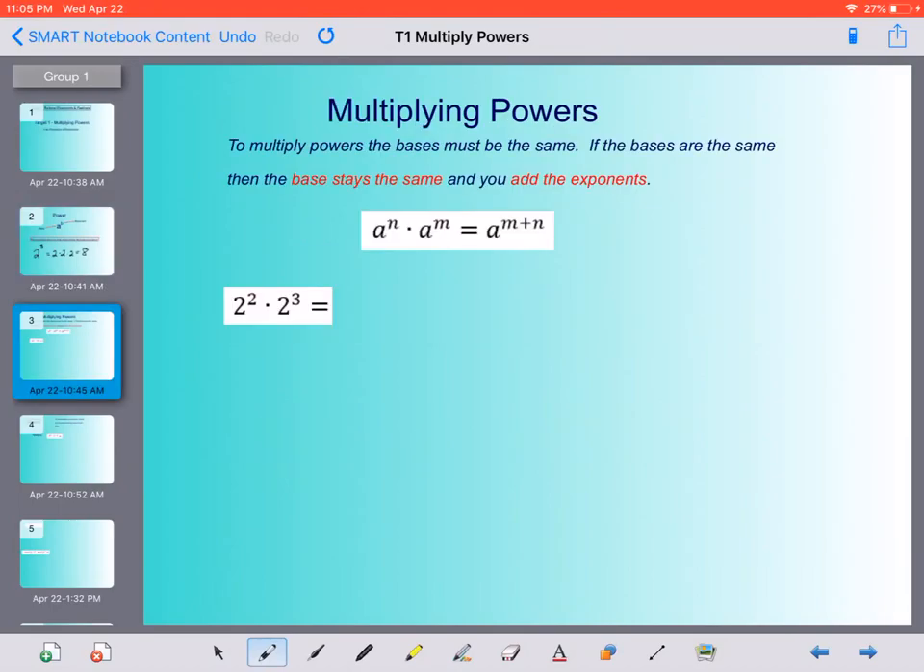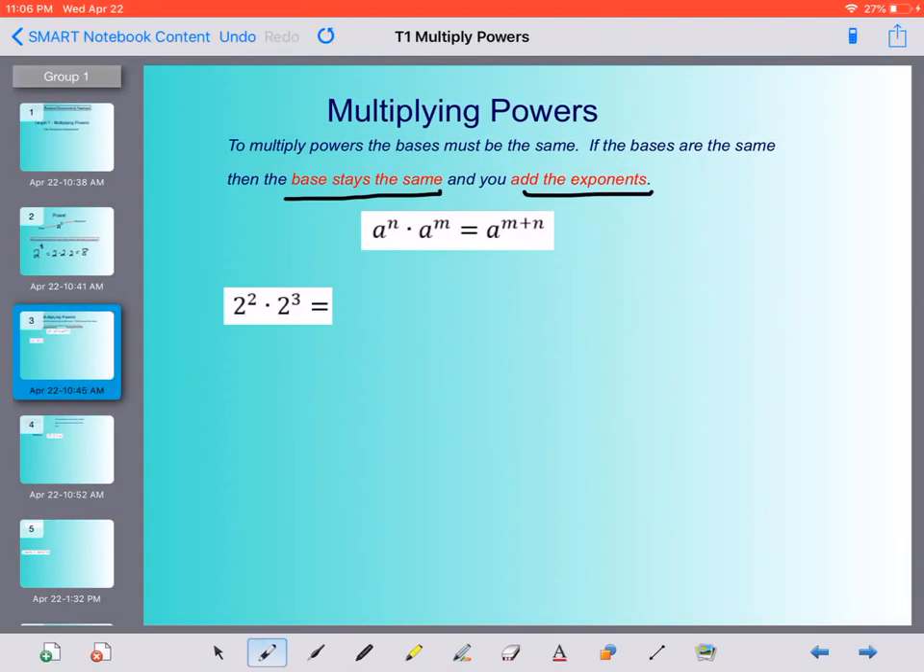Okay, multiplying powers. To multiply powers, the bases must be the same. If the bases are the same, then the base will stay the same, and then you add the exponents. So if I have a to the n power times a to the m power, since the bases are the same, you can write them as one term, which would be a to the m plus n power.